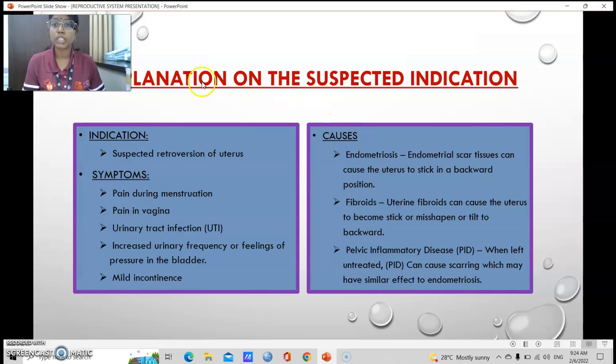Endometriosis, the causes may be because of the suspected retroversion. Endometrial scar tissue can cause the uterus to stick in a backward position. And there are fibroids, uterine fibroids can cause the uterus to become stuck or tilt backward. And the patient may also have PID, which when left untreated can cause scarring, which may have a similar effect to endometriosis.